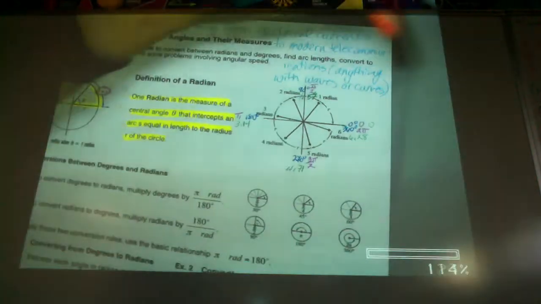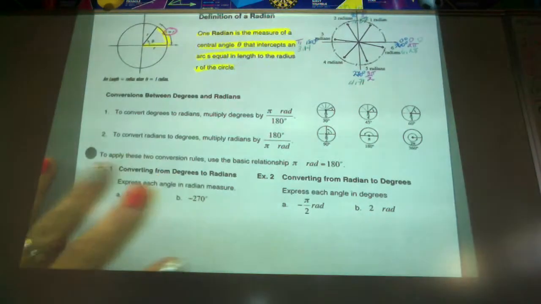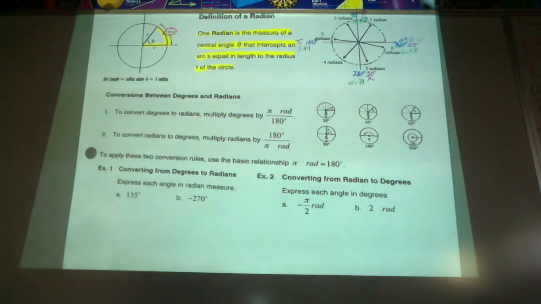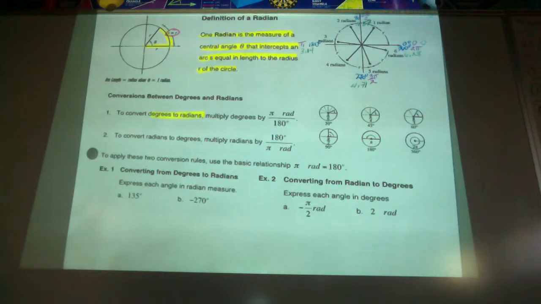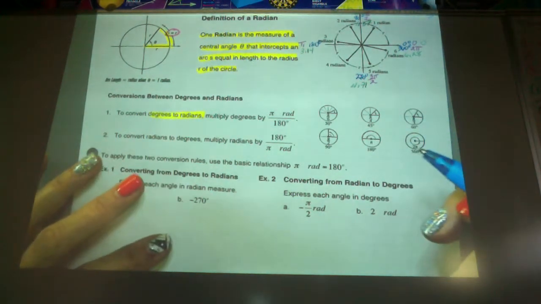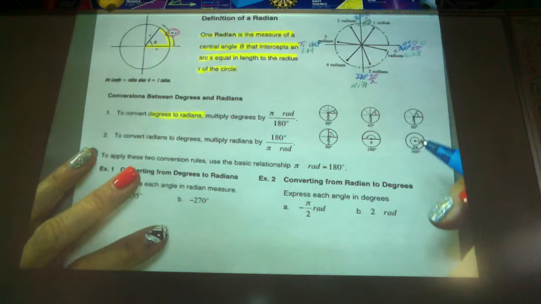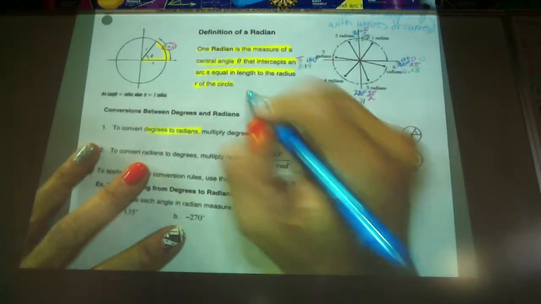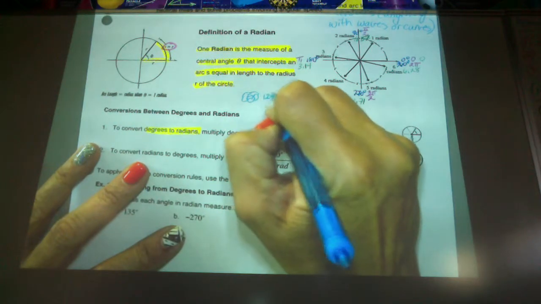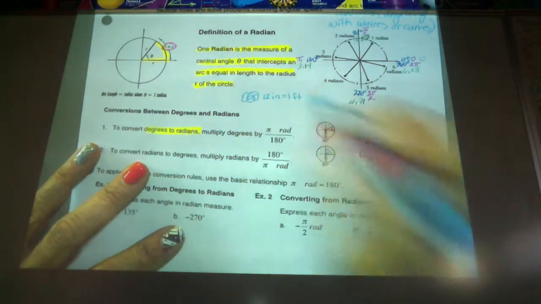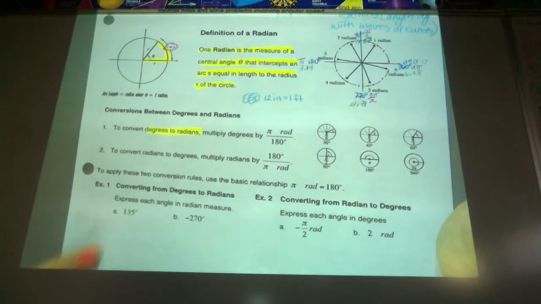So let's do some conversions. I have some lovely, beautiful pictures over here. We're going to convert specifically degrees to radians. Let's backtrack a little bit and talk about conversions. If I were converting inches to feet, what is the conversion? Just as an example, there are 12 inches that equal 1 foot. Would you say that 12 inches is exactly equal to 1 foot?